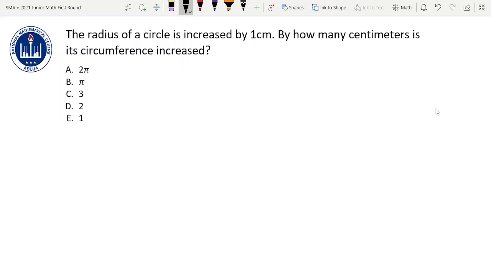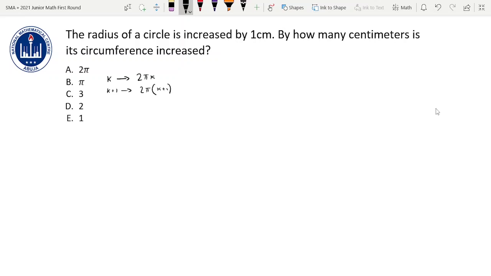So let's start. Let's say that the radius of a circle initially is k. If the radius of a circle is k, then the circumference is going to be, the formula for circumference being 2 pi r, 2 pi k. And then if you increase the radius by 1, the new radius is going to be k plus 1. And when the radius is k plus 1, the circumference is going to be 2 pi into brackets k plus 1. So this is what we have.